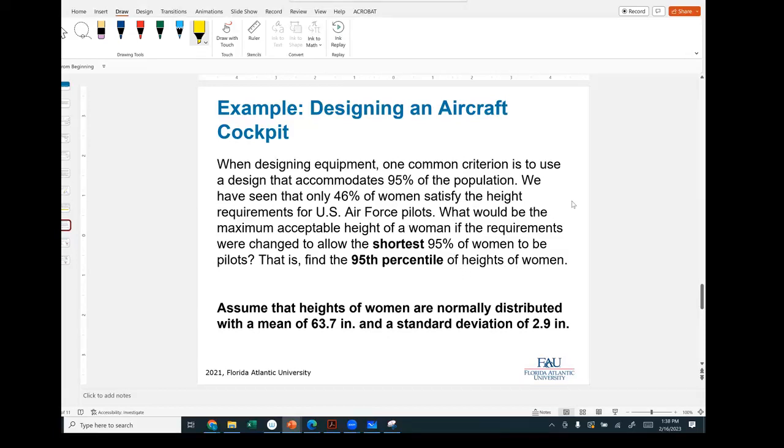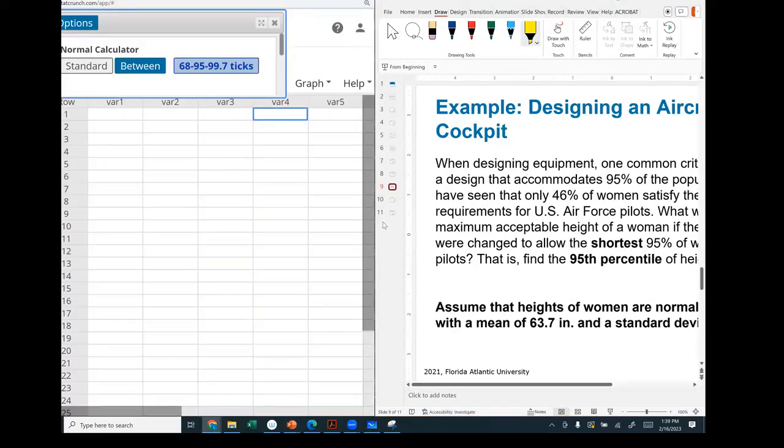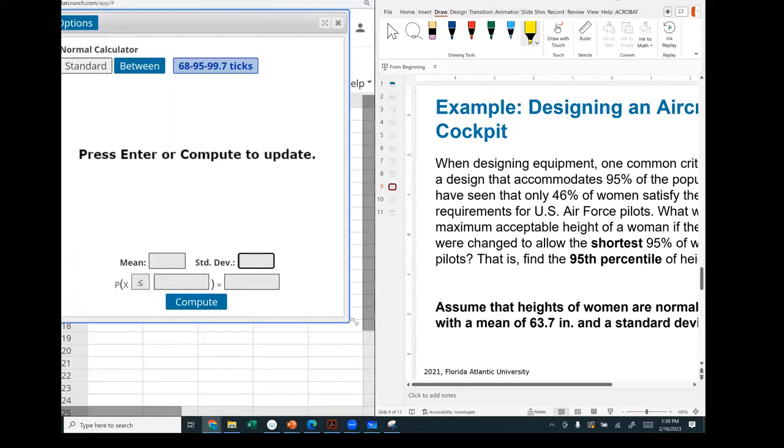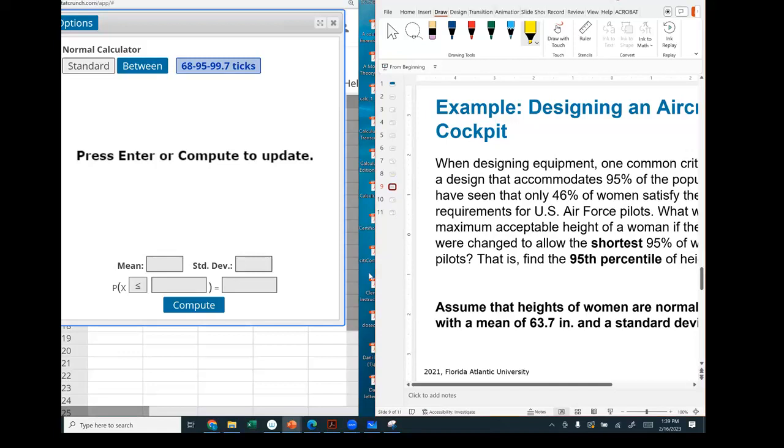Okay, so I'm going to put this on one side and get my StatCrunch open on the other side, to my normal calculator, and let's just open this up so we can see it.